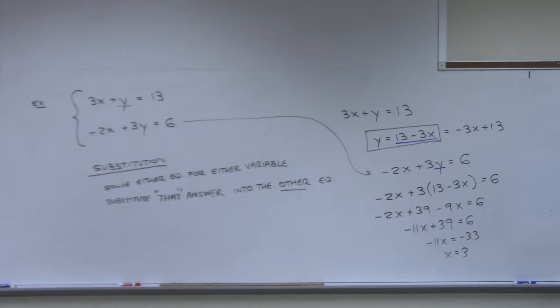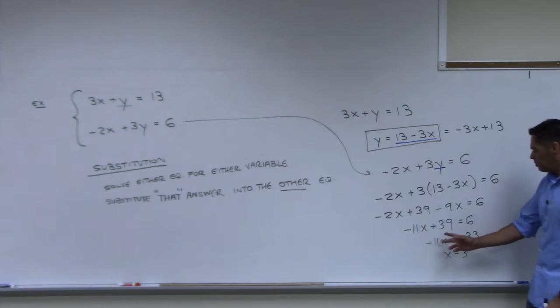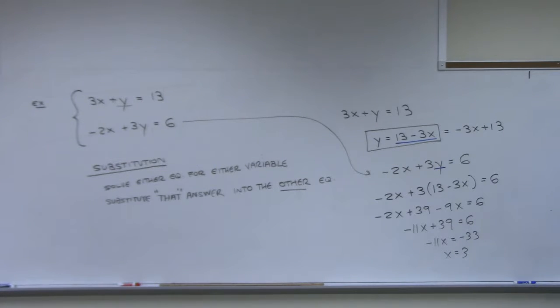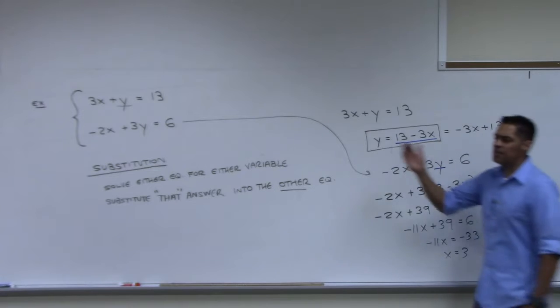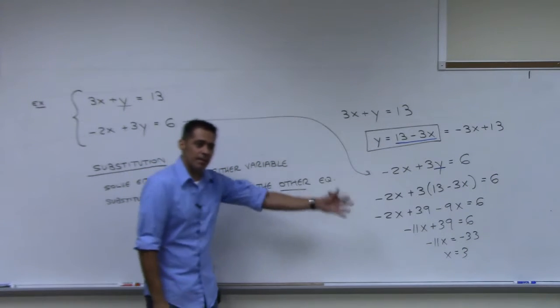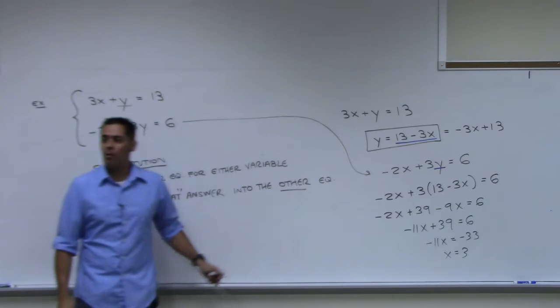Okay, that's the work for the problem: distributing the 3 through, collecting like terms, subtracting 39 from both sides, dividing both sides by negative 11. You should get x is 3. All right, we are halfway to the answer. Because remember, we're trying to find the x and the y that make both of these true, right? I have found the x. X is 3. Now, can anybody tell me where I'm going to get my y from?